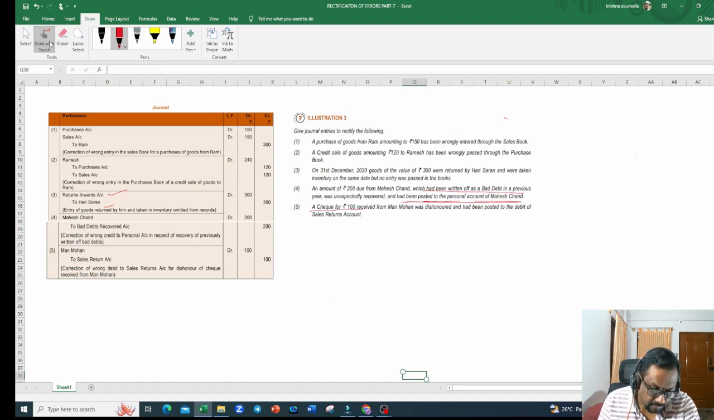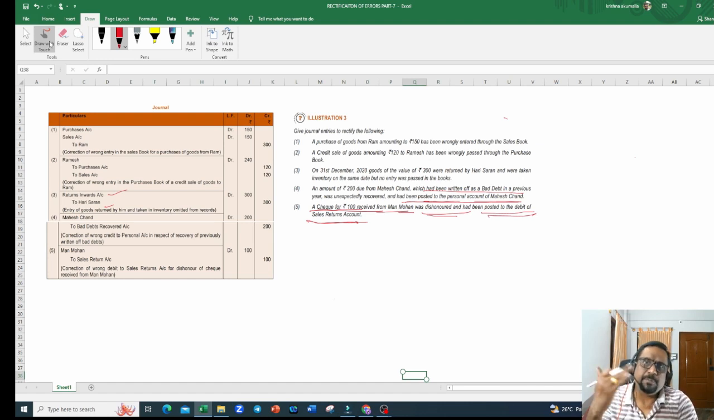Here, a check of 100 rupees received from Manmohan was dishonored and has been posted to the debit of sales returns account. Guys, these entries are very, very important, and that is the reason I'm picking up these transactions from Institute material. They give fantastic transactions. See, a check of 100 rupees received from Manmohan was dishonored and had been posted to the debit of sales returns account. You need to understand the history, like the way that I explained the previous entry. I'm going to explain now.